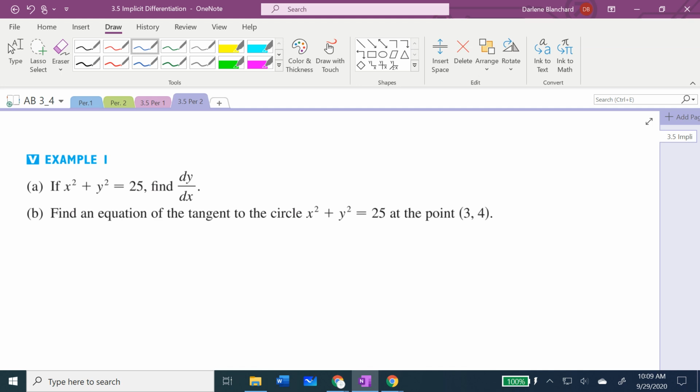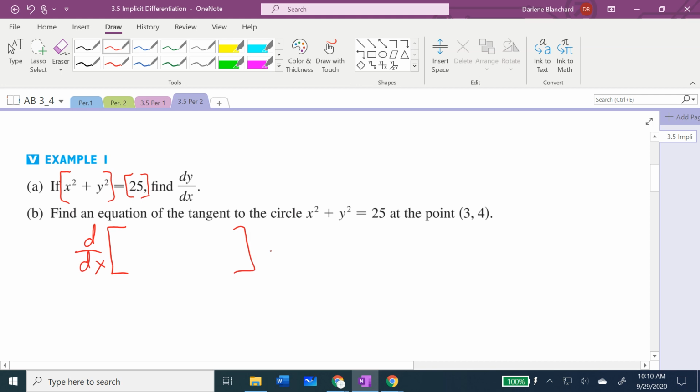For part A, it's asking me to find dy dx, and I've got an equation. So what I'm actually going to do is I'm going to do to one side what I do to the other side. Basically, I'm doing an operation on both sides of my equation, and that operation is differentiation with respect to x. So I am going to dx both sides of my equation and then set them equal to each other.